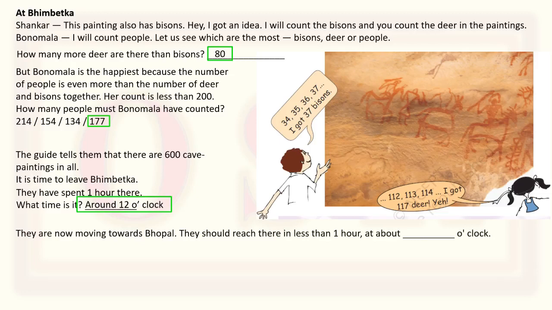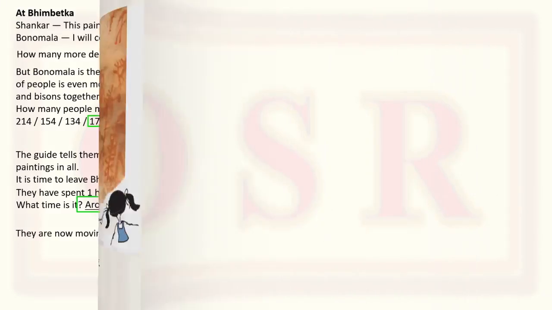So the last time plus 1, right? So we started from Bhimbetka at around 11:55. So we should reach Bhopal by around 12:55 or around 1 o'clock. So 1 o'clock is our answer.